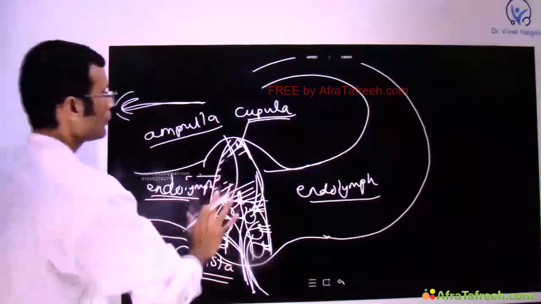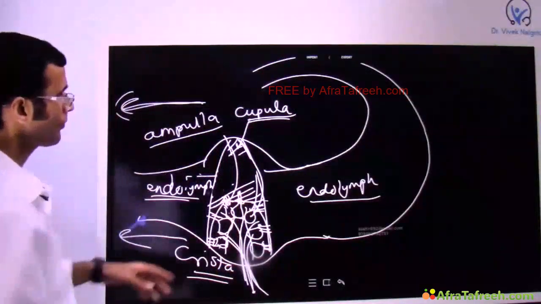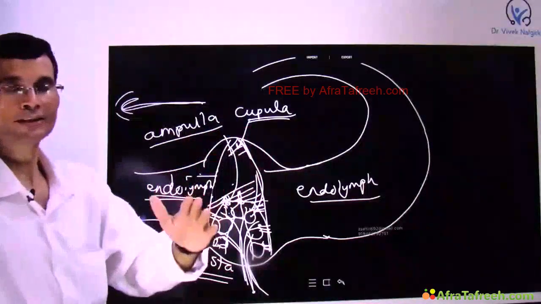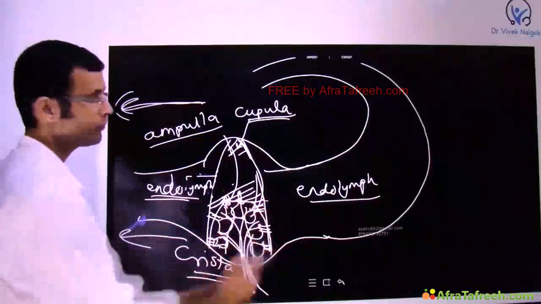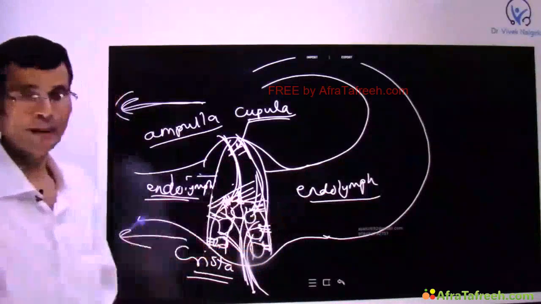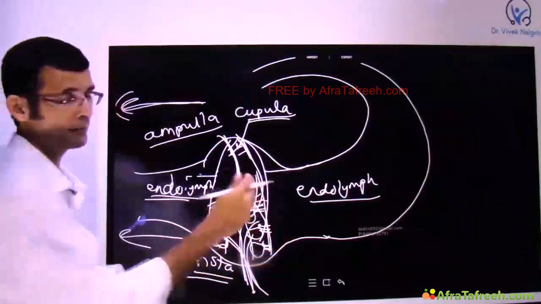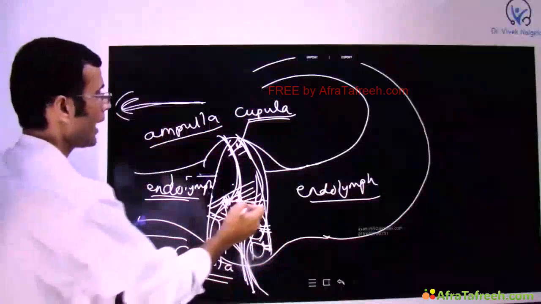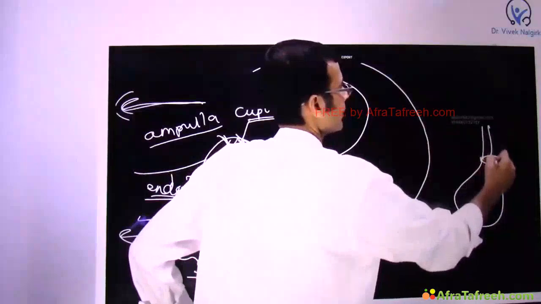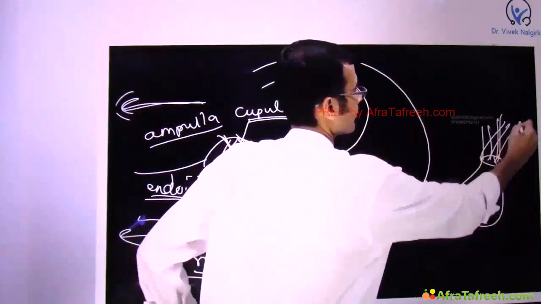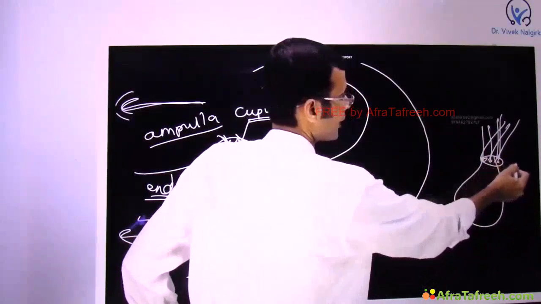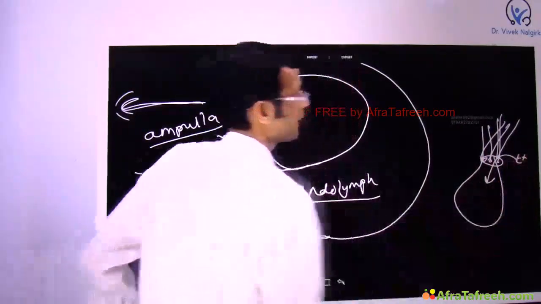This bending of the cupula will cause depolarization of the hair cells by movement of the stereocilia in one direction and opening of potassium channels. As we have already described, these are the stereocilia. When they bend, the potassium channels at the base of the stereocilia will open, potassium enters, and the hair cell is depolarized.